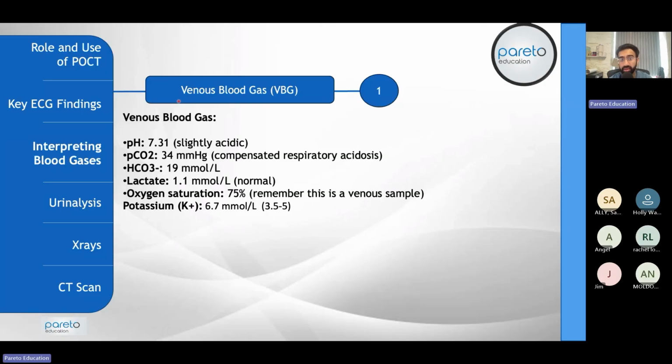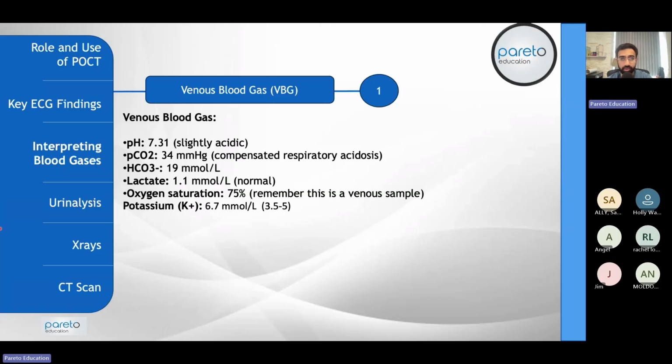So you find that the pH is slightly acidic. The CO2, I think that's wrong, to be honest. 34 mmHg. I think that requires some correction. Anyway, the bicarb is 19 and the lactate is 1.1 millimoles per liter. Oxygen saturation is 75%, of course, it's a venous sample, but you find that they have a potassium of 6.7. So this is hyperkalemia.